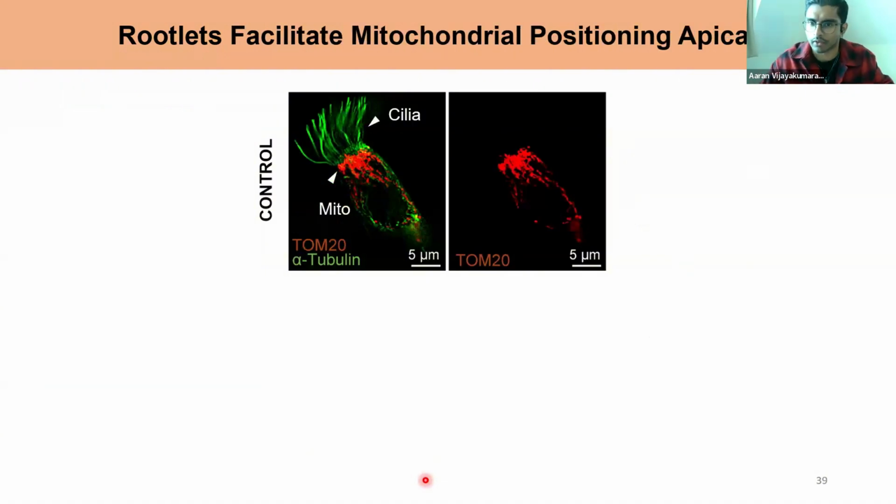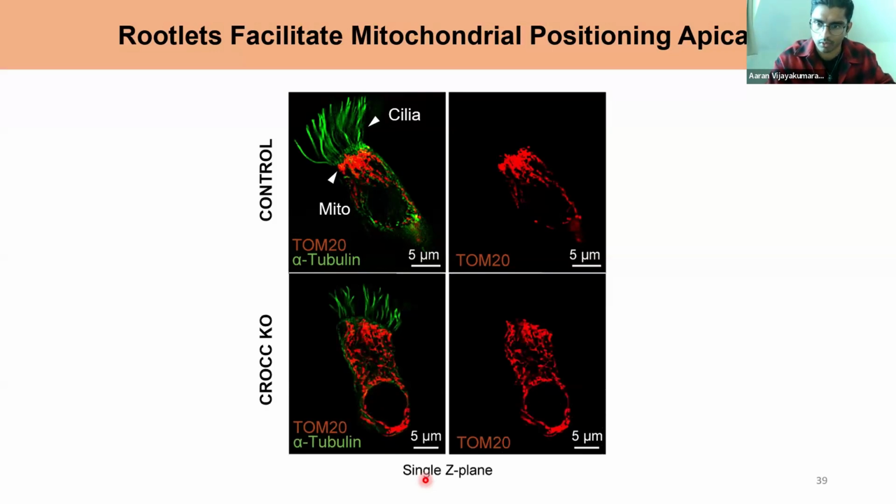Next, I want to assess the effects of ablating rootlets on mitochondrial organization. And so using super resolution imaging, I isolated multiciliated cells and found that whilst there were no clear signs of mitochondrial fragmentation in the CROCC knockout cells, unlike the control, where the mitochondria were concentrated apically, in the knockout cells, we found that the mitochondria were more distributed and diffuse along the apical-basolateral axis, thereby suggesting that rootlets play this novel role in facilitating mitochondrial positioning apically.